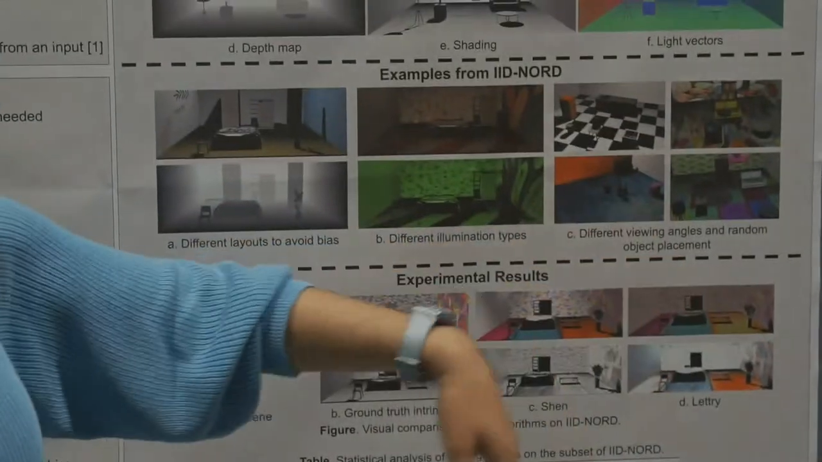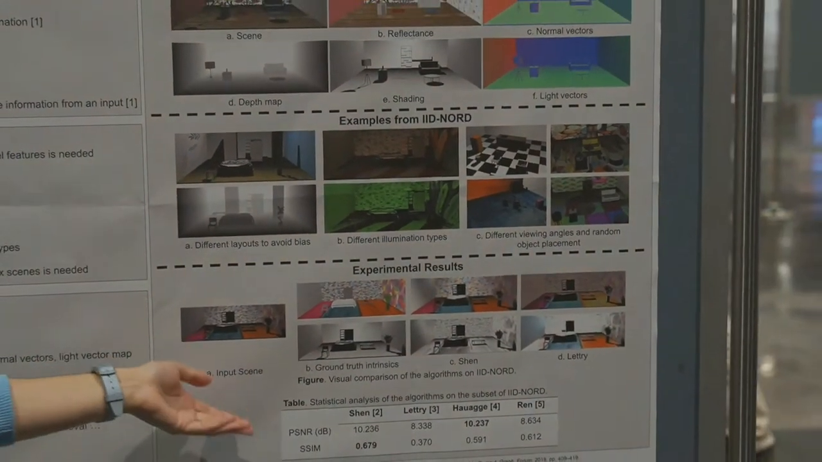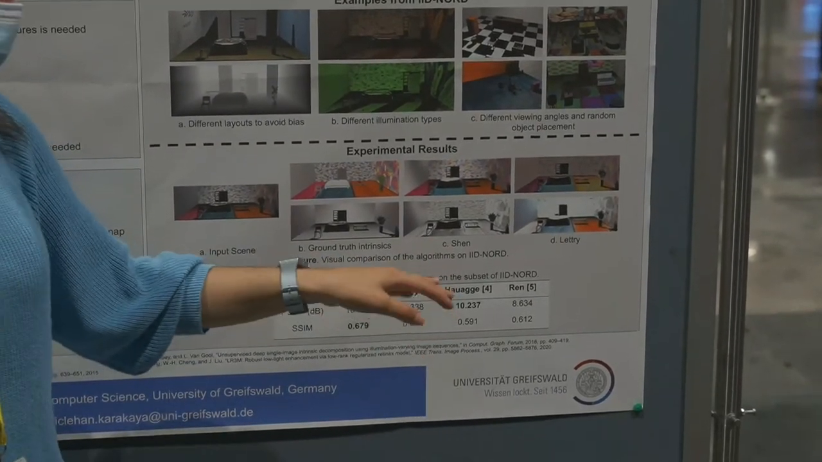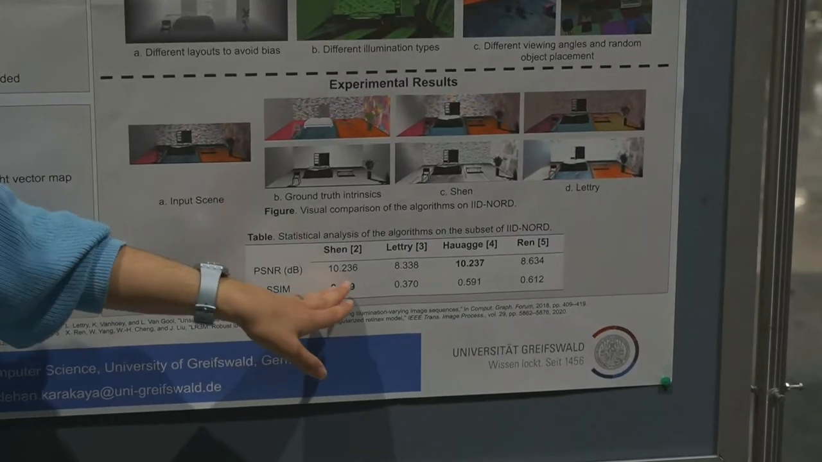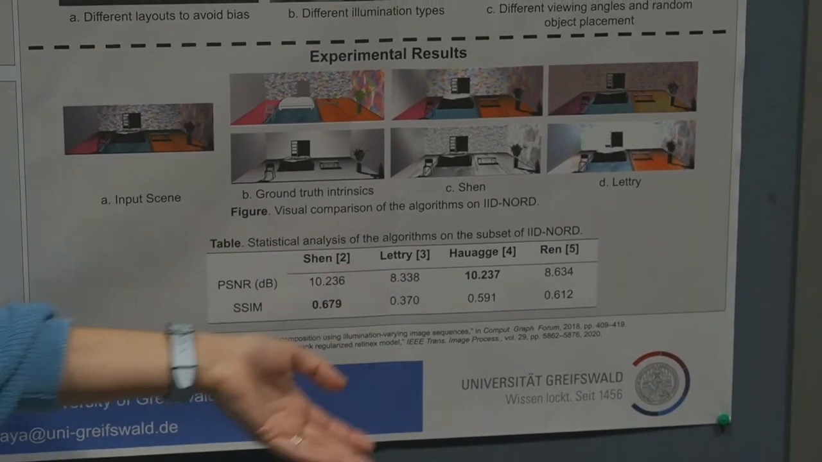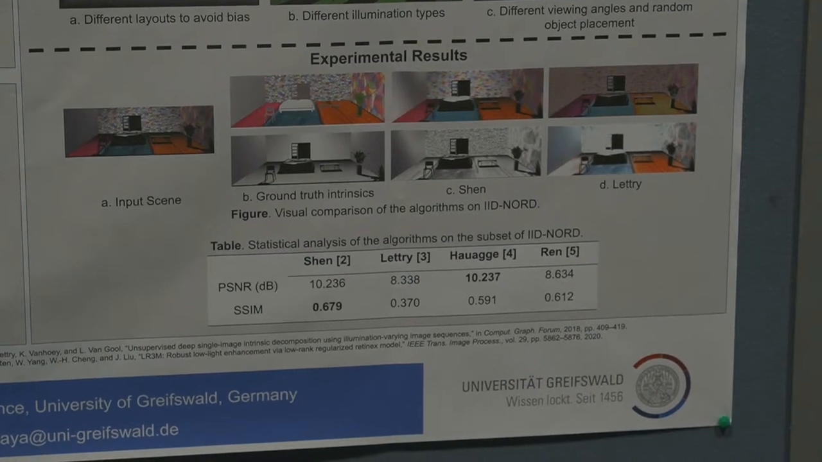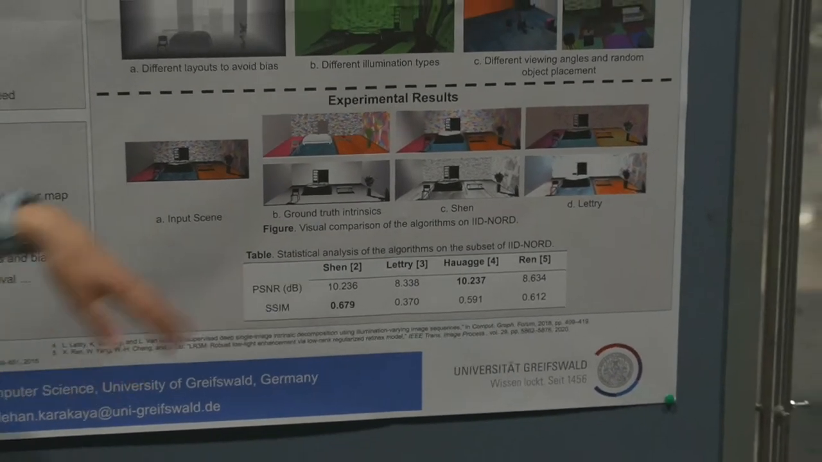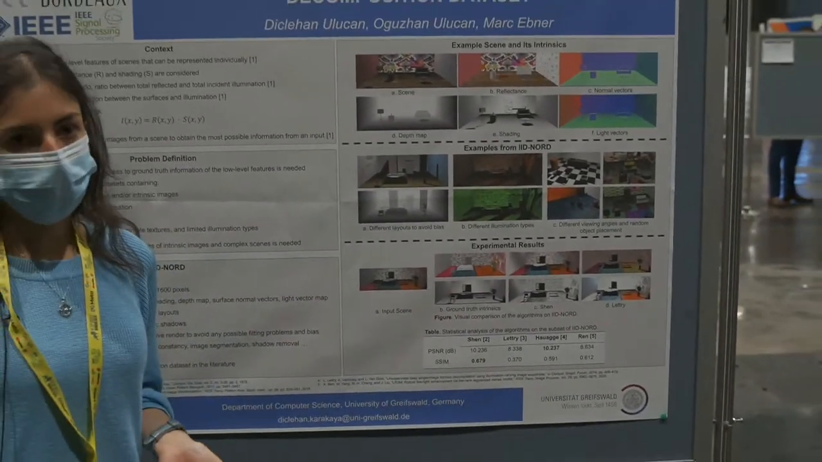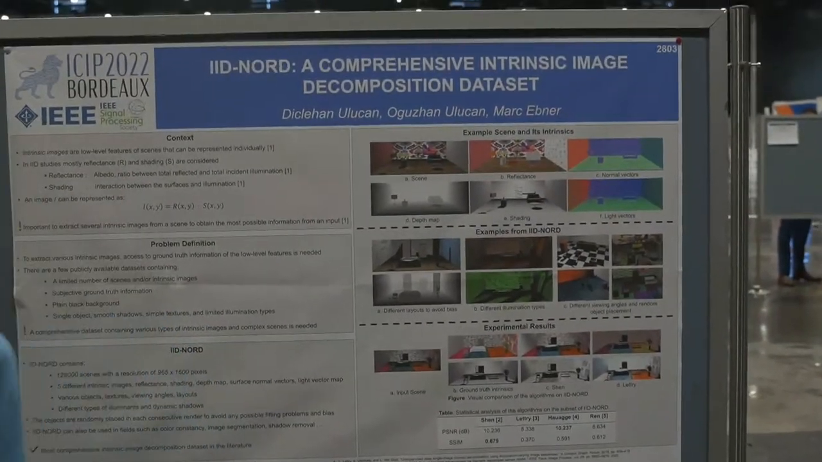We use different viewing angles, random object placement in our scenes, and we show the usability of IID Node by using 4 different intrinsic image decomposition algorithms. One is optimization based, one is neural network based, one is an algorithm that takes into account an input stack. And one is actually a low light enhancement method, which uses intrinsic image decomposition in its pipeline. We see that IID Node challenges the intrinsic image decomposition algorithms by also allowing for proper decomposition. Thank you.